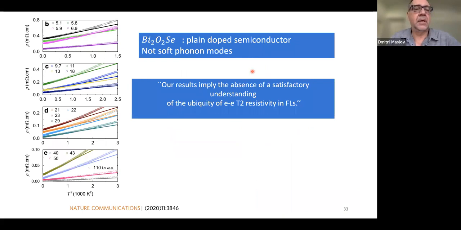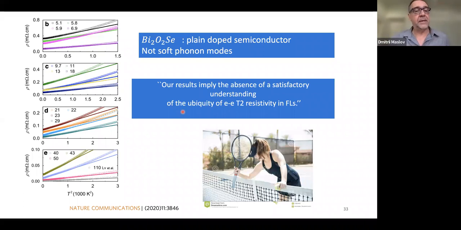Well, experimentalists don't let us be lazy. They came up with another system, which is bismuth oxide selenide, and it's just a garden variety doped semiconductor, doesn't have soft phonon modes, and yet it shows a very convincing T squared scaling. And our friends finished their paper by saying that our results imply the absence of a satisfactory understanding of the ubiquity of the T squared resistivity in metals. And this is how theorists feel about this. The ball is on our side of the court. And for the time being, there is no explanation of this experiment.